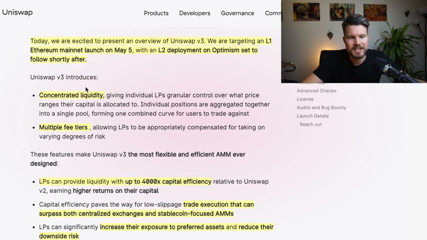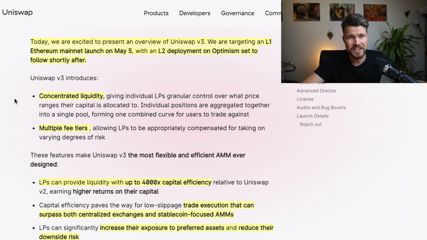Let's continue. The Uniswap team is excited to present an overview of Uniswap version 3. And what is pretty awesome is that it's going to be, of course, on layer 1 Ethereum, so that's what you already know. But it's also going to be deployed on layer 2 with Optimistic Ethereum, Optimism. This is very interesting because Optimism allows for high scalability and reduced fees. As you're probably aware, fees on Ethereum are incredibly high.